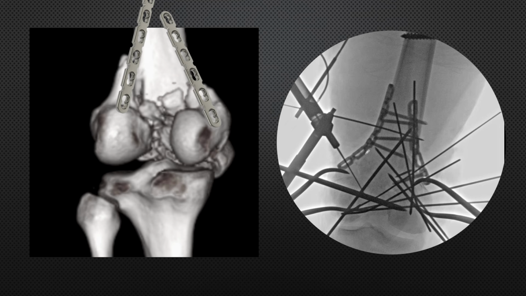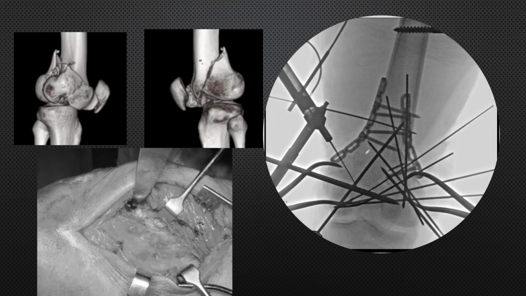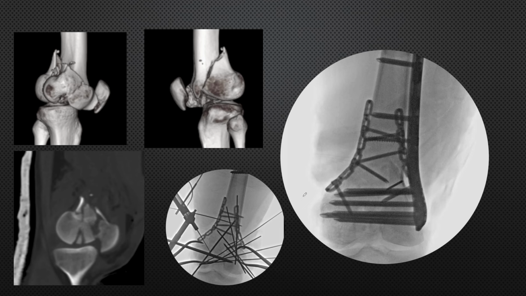Once we had got the template from the posterior side, we started reducing the remaining fragments. You see here, we then tried with multiple K-wires, we reduced the lateral side, and with multiple K-wires, we tried to reduce the medial side as well. Now it's up to you which plate you want to place first. So once we had reduced everything, like you see here, everything appears to be reduced. These condyles and everything were reduced.